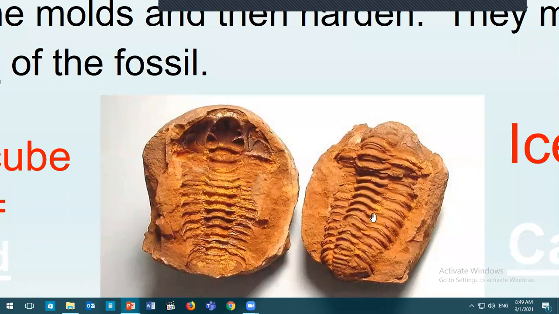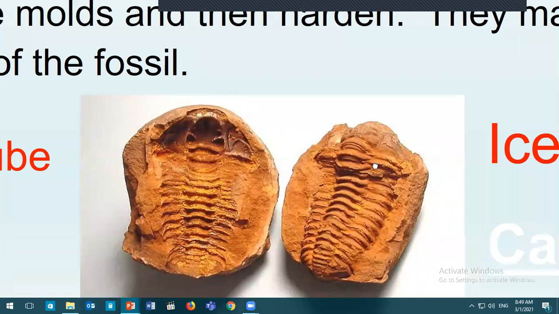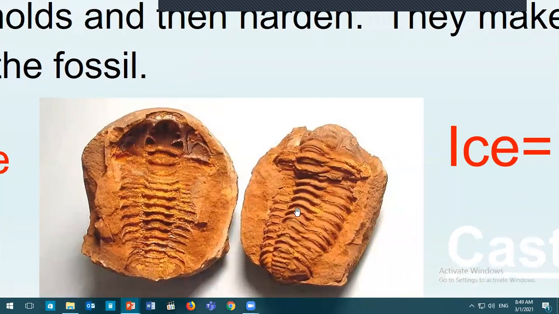This is a trilobite. This is a type of organism. It was trapped in the layers of the sand, and this organism decomposed, leaving space. Can you see this? It's a space of the organism itself. And then this part was also filled with minerals, and then formed this cast. Can you see that? Both of them belong to each other.